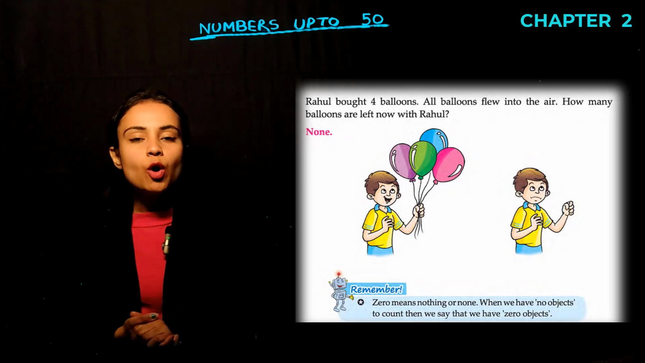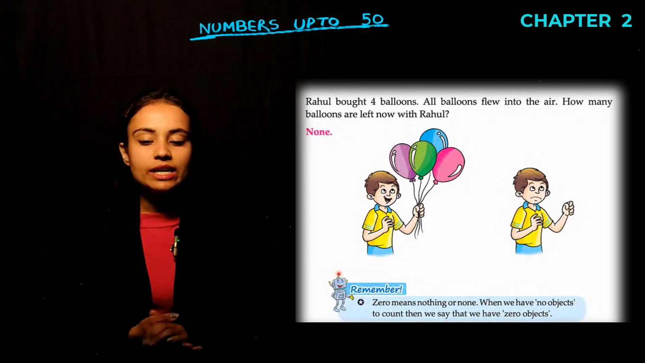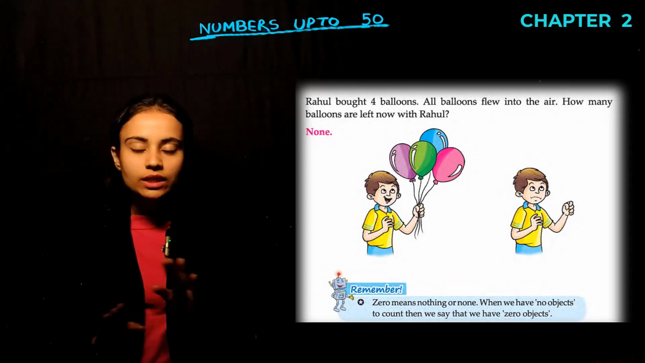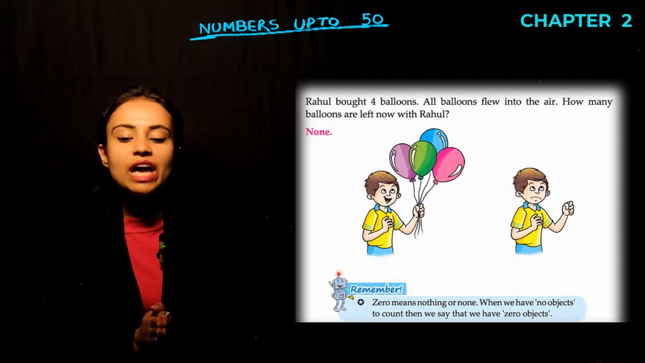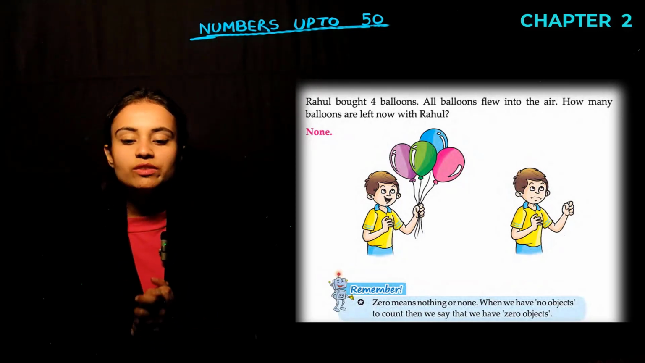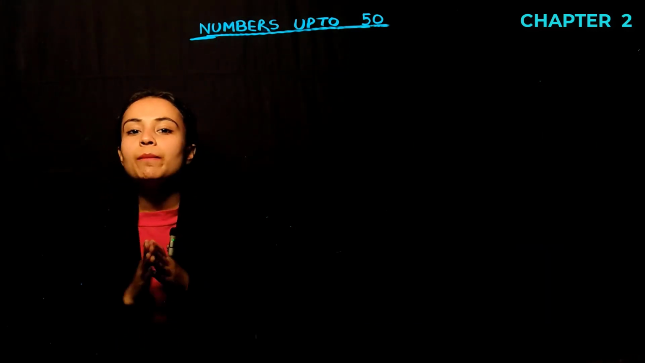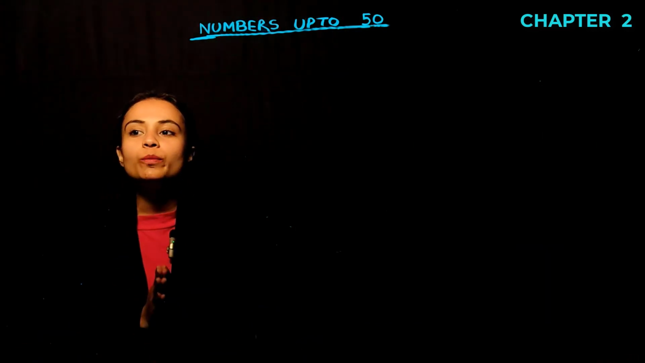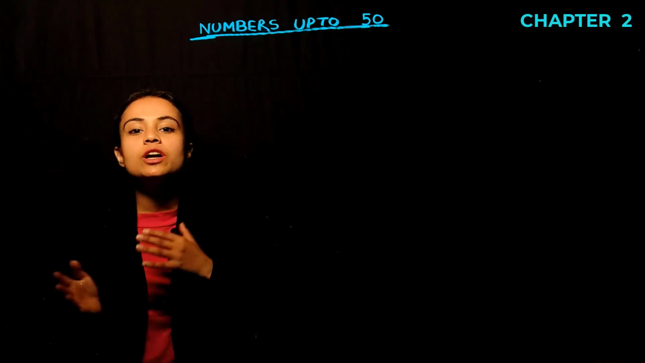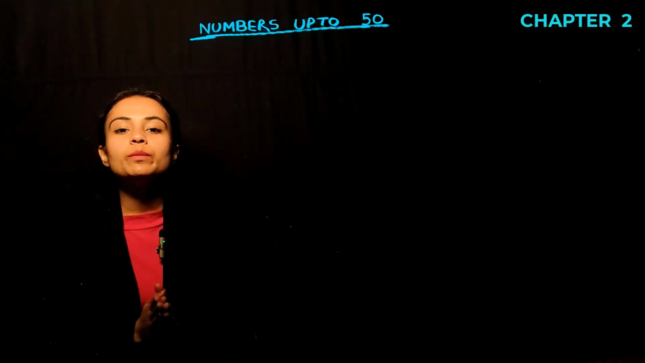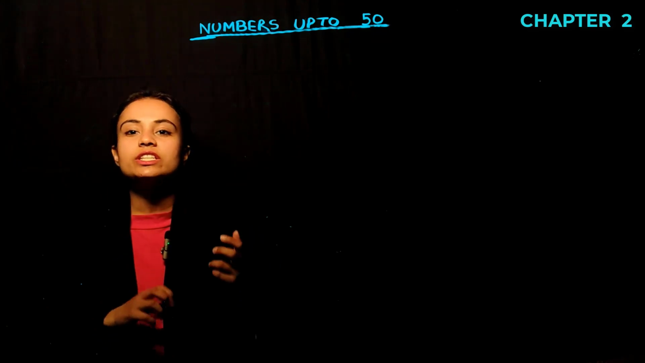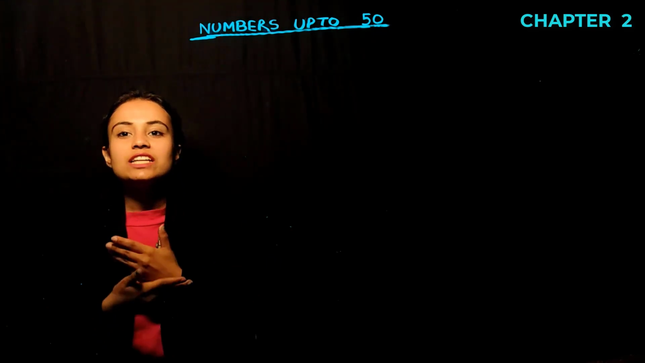Now here is a point to remember. Let's see what it says. 0 means nothing or none. When we have no objects to count, then we say that we have 0 objects. So with this, we have completed our second chapter. I hope you enjoyed and understood what we have studied till now. We'll meet again in another interesting chapter. Till then, practice as much as you can.